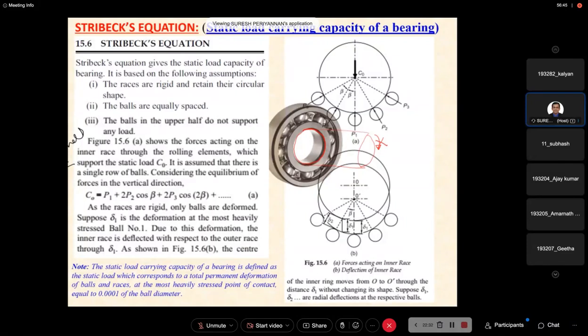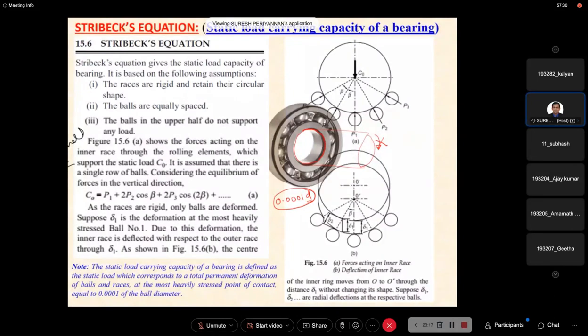Now, the total permanent deformation is going to be 0.0001 times d. This is the total permanent deformation, 0.0001 into d. D is the ball diameter or roller diameter, occurring at the most heavily stressed ball. This is the maximum deformation condition. This is an empirical relation.